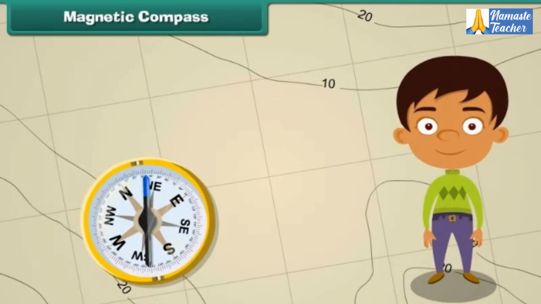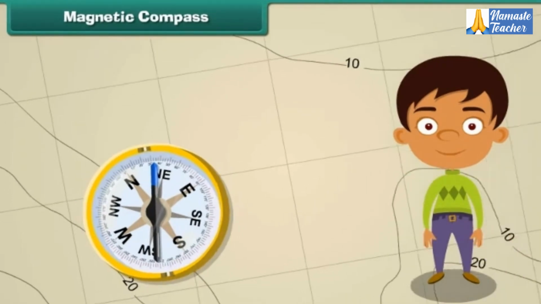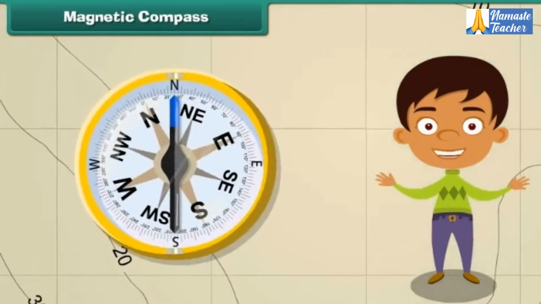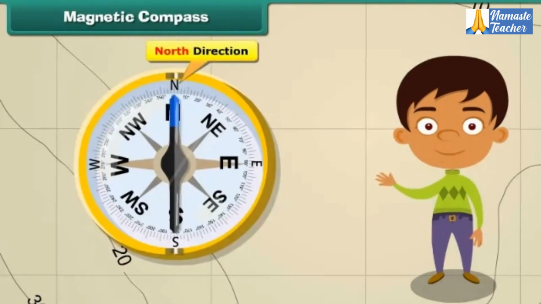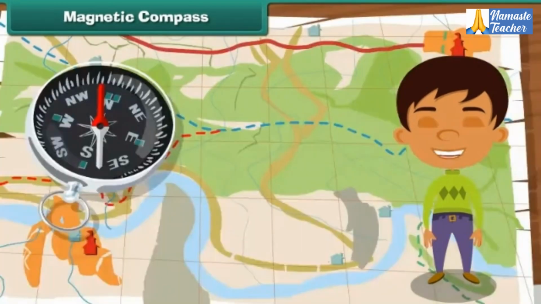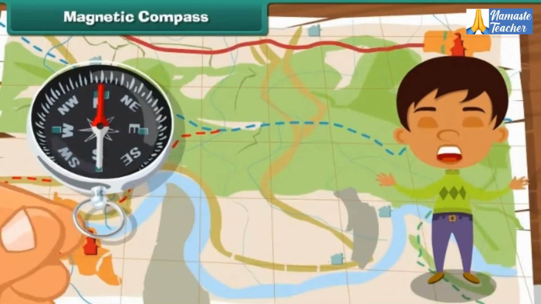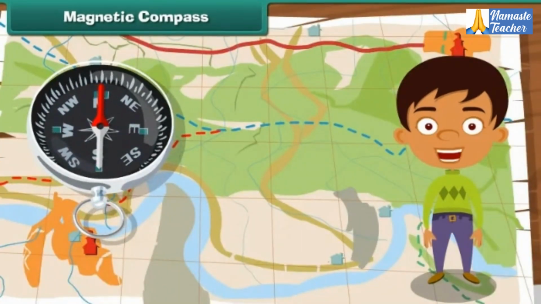Magnetic compass. A magnetic compass is a simple device which helps us to locate a place. It has a long needle. One end of the needle is marked N to represent the north direction. No matter where you are on Earth's surface, the needle of the magnetic compass will always point to the north direction. Thus, one can find all other directions in relation to north.